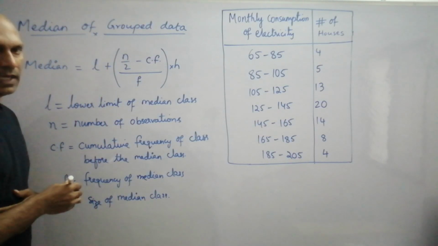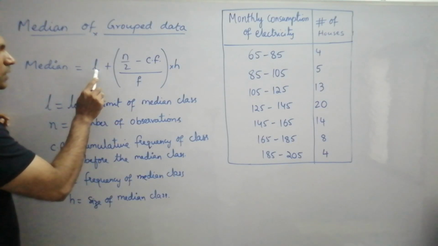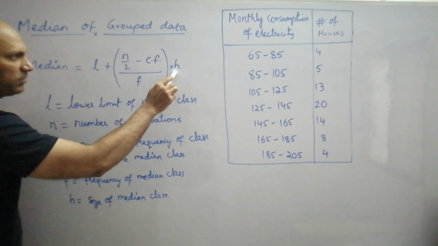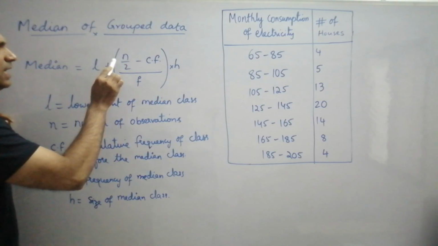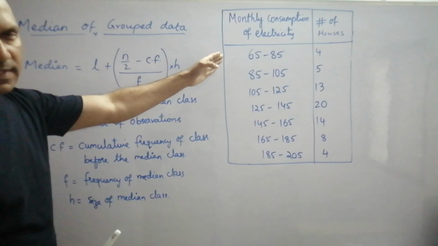Median of grouped data. We have a formula to find the median of grouped data. Median is equal to L plus n by 2 minus CF divided by F, multiplied by H. What are these terms L, N, CF, F and H? We'll learn using one example.